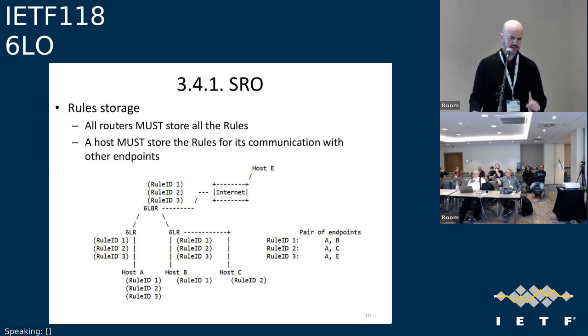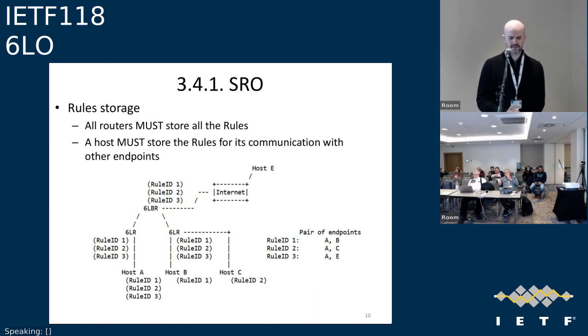Then we have some additional content for each section for these three route over modes. In the first one, we have modified a bit the text that describes how the rules have to be handled, meaning what entities need to store the rules. So now we have clarified that in the straightforward route over, all routers must store all the rules. However, a host must store only the rules for its communication with other endpoints. And then after a comment from both Kiran and Georgios, we have added some figures with network topology showing different entities and what would be the rules that would be stored, how things would work. So hopefully this should help understanding how each mode operates.